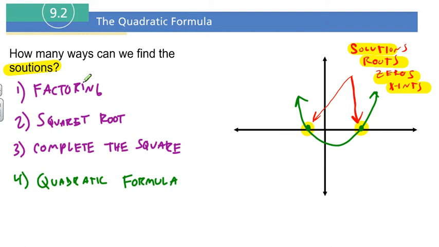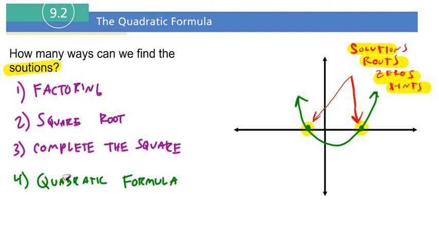So we have learned how to find the solutions by factoring. We've learned how to find the solutions by the square root. And number 3, by completing the square. We've done square root and we've done factoring. So those 3 methods we did last section.